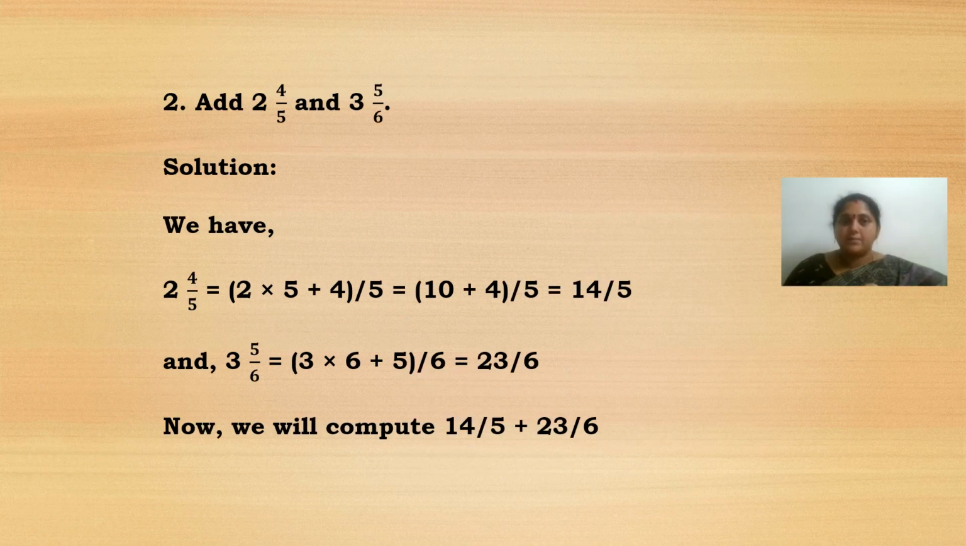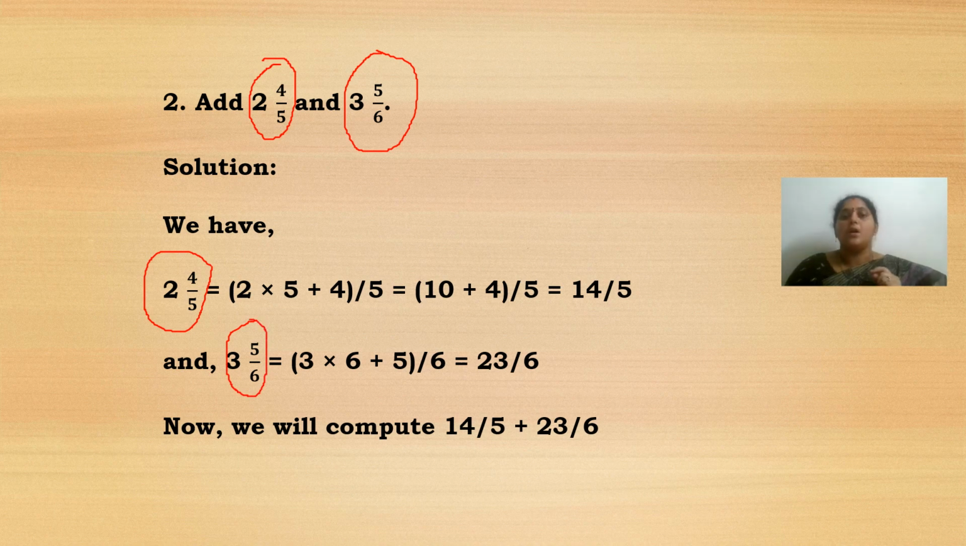Now one more example we will see. Add 2 4 by 5 and 3 5 by 6. These are our mixed fractions. Now what we have to do? We have to convert our 2 4 by 5 into an improper fraction. And in the same way, 3 5 by 6 should also be converted into an improper fraction.